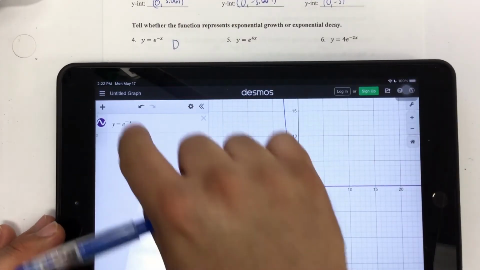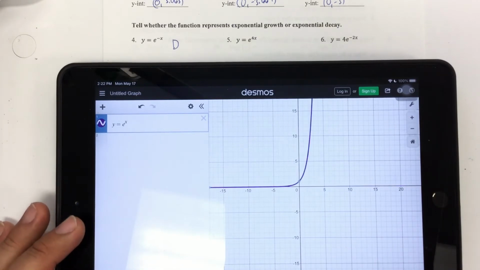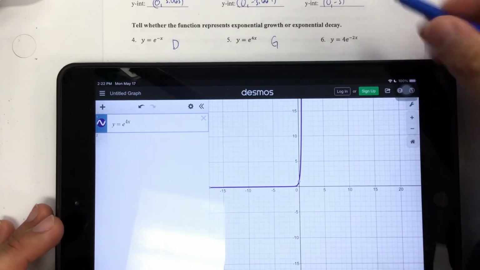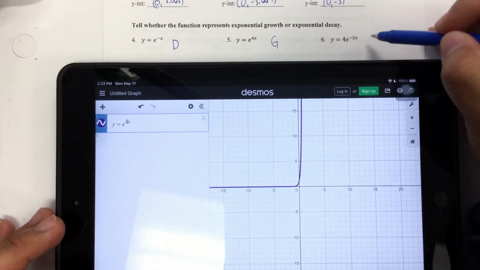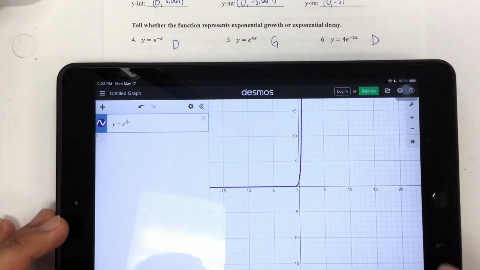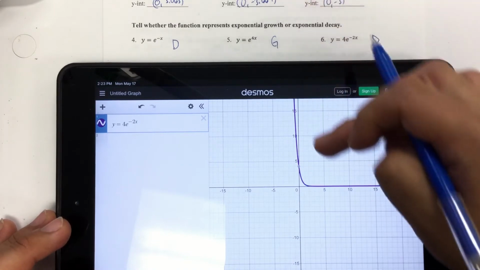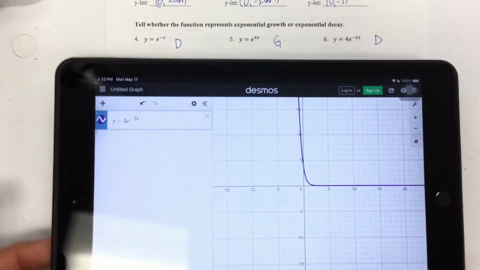And for the next one, it is e to the 4x. And this one we can see from left to right it's going up, that is growth. And this one, because this is positive and this is negative, it should be decay, but we're going to verify that. So it's negative 2x, put a 4 in front, and we can see that it is definitely decaying from left to right, it's going down.